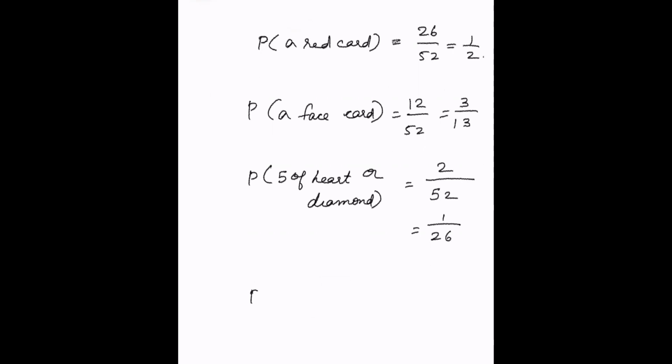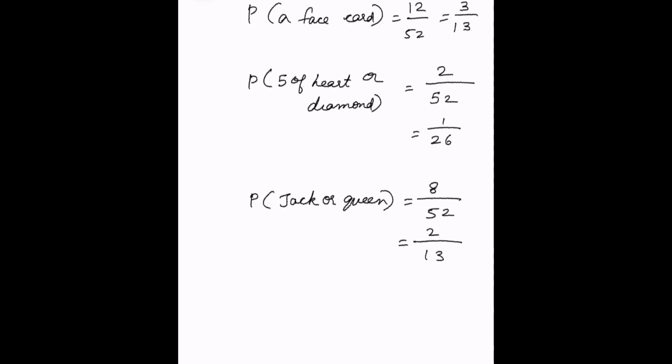Next one, probability of jack or queen. 8 by 52, which is nothing but 2 by 13. Yeah, 8 by 52, because under each suit, 1 jack is there and 1 queen is there. So 4 plus 4, yes, 4 plus 4 would be 8. 8 by 52, which would be 2 by 13.